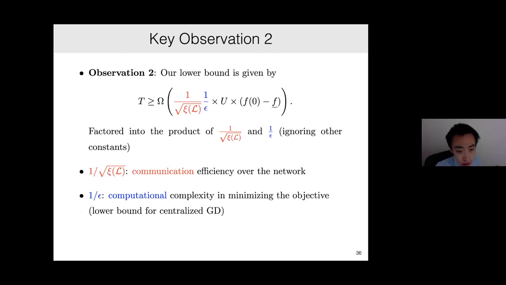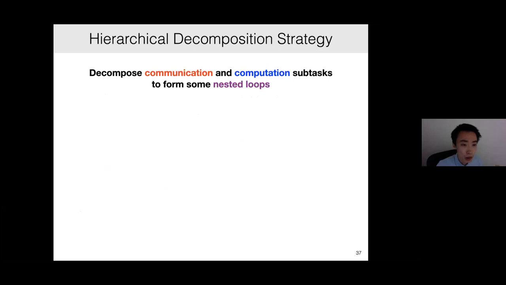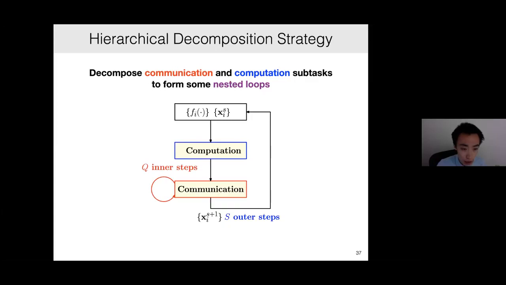So this motivates us to design a class of hierarchical decomposition strategies, which means we decompose the communication and the computation subtasks to form nested loops. Basically, for each iteration, we first do one round of computation, then do multiple rounds of communication, or vice versa, to decompose the computation and communication tasks and reach optimal rates.